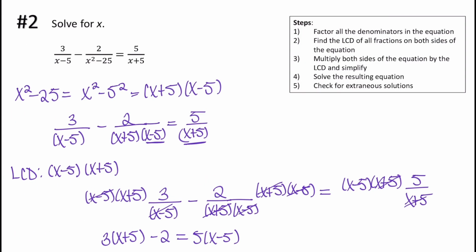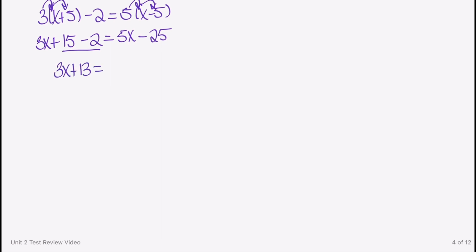To solve this equation, we're going to need to use the distributive property. We're going to distribute the 3, and we're going to distribute the 5. So we get 3x plus 15 minus 2 equals 5x minus 25. Now let's combine the two like terms. We have a 15 and a minus 2, so we have 3x plus 13 equals 5x minus 25.